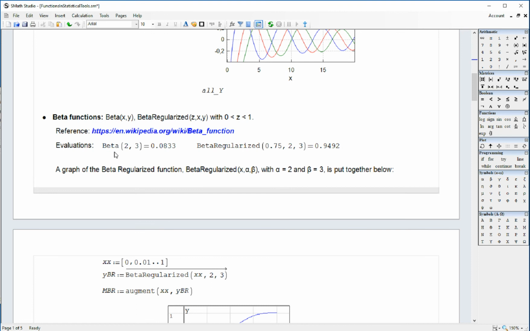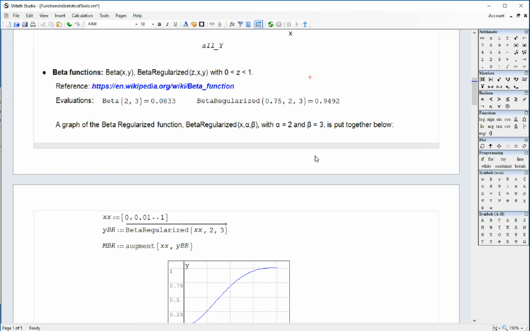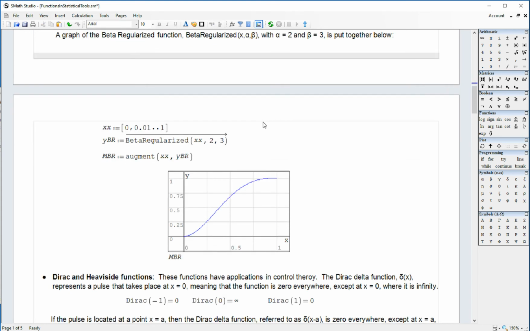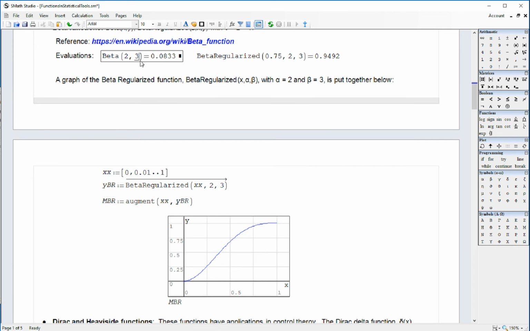Then we have the beta function and the beta regularized function. You can find information about that in Wikipedia again. Beta function requires x and y parameters. Beta regularized requires a z parameter in addition to parameters x and y. So if I take alpha equal 2 and beta equal 3, which would be the first and second parameters, the calculation for the beta function is simply this value.